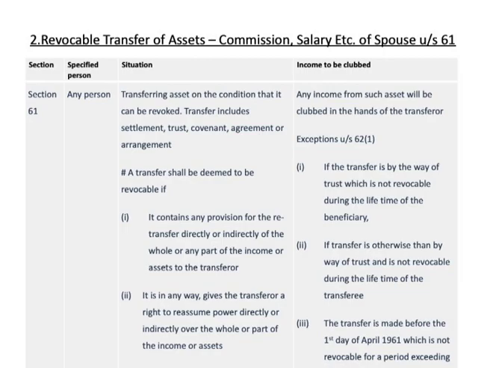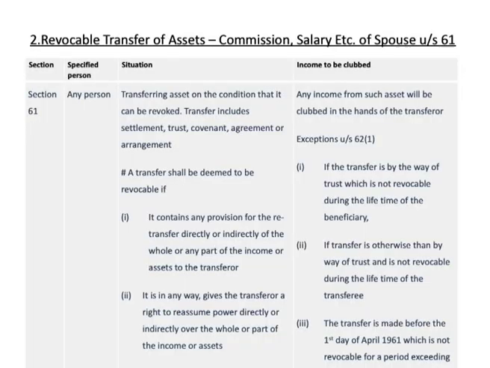Exceptions: there are a few exceptions under section 62(1). It says if the transfer is by way of trust which is not revocable during the lifetime of the beneficiary. There are people who wish to transfer their asset to a trust for the benefit of the beneficiaries. So, there is an arrangement that at no time in the future will the trust be revoked. Obviously, in the very first place, it is not a revocable transfer, so this is an exception. Also, if the transfer is otherwise than by way of trust and not revocable during the lifetime of the transferee. So, it is not revocable in the first place, and he has made an arrangement that during his entire lifetime the transferor shall not revoke the transfer.